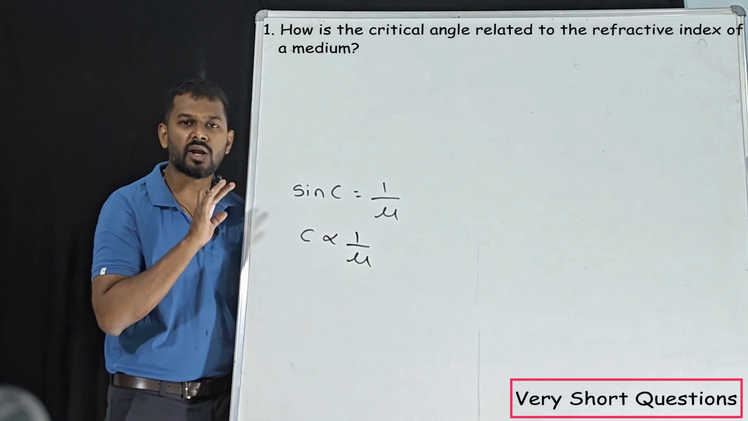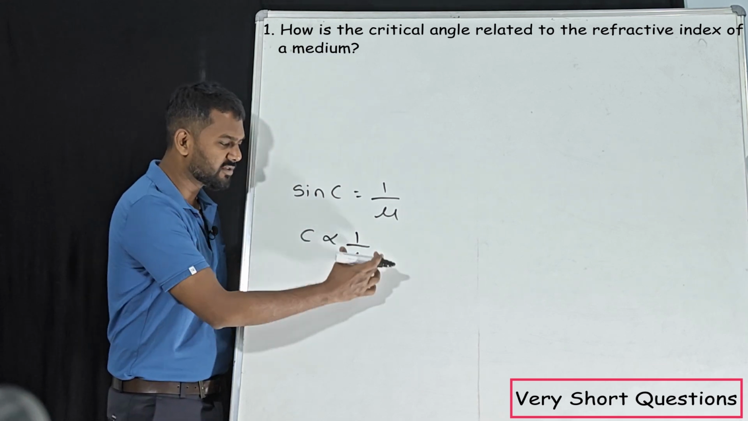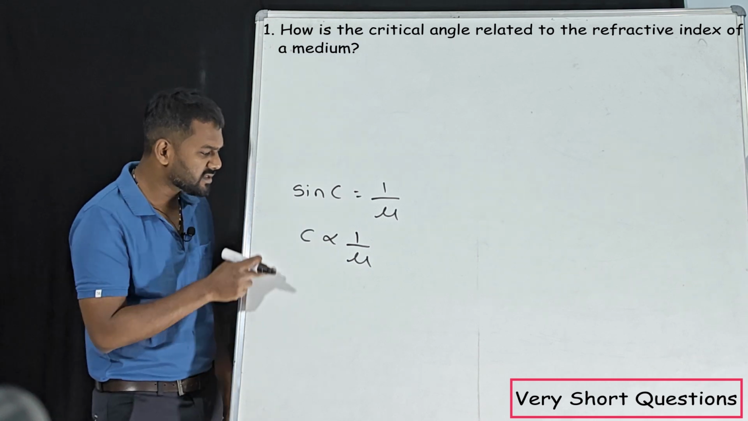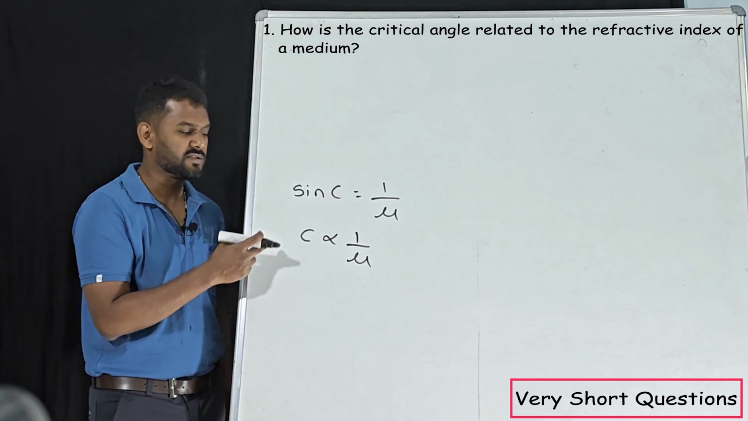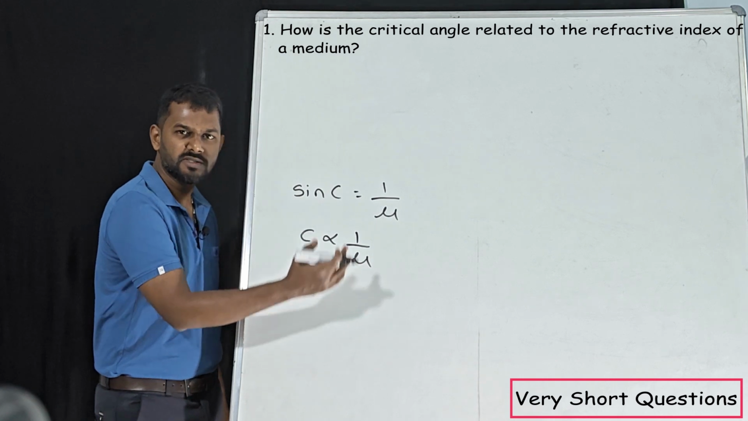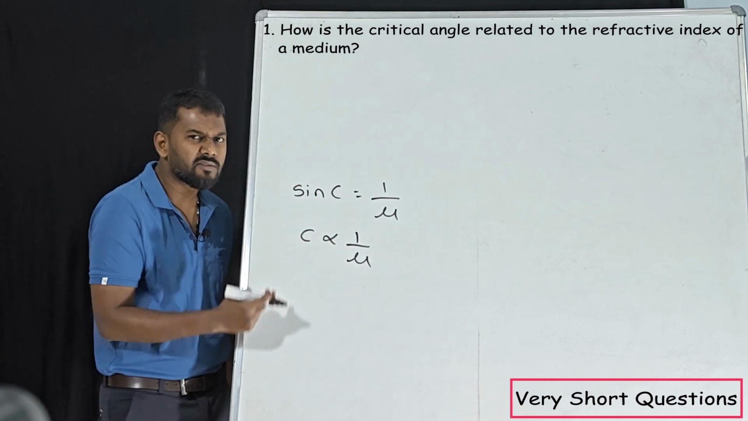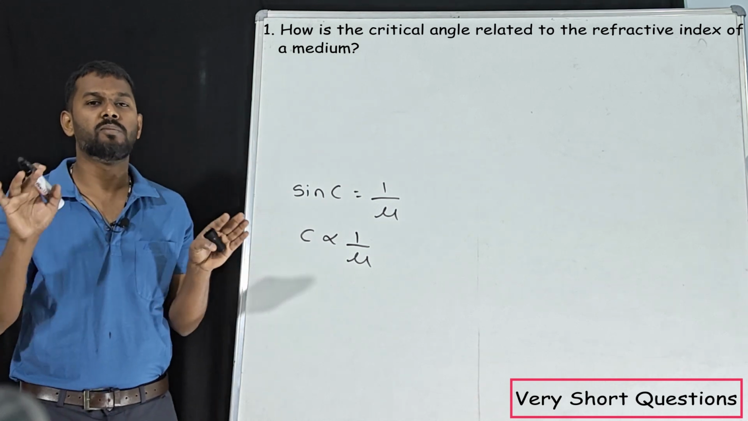You should not write it like that in the exam. You have to write it in the form of a sentence: critical angle is inversely proportional to refractive index, or else you can write, if the refractive index increases, the critical angle decreases. I have taught you three ways. You can write any one in the board exam. You will get complete marks.